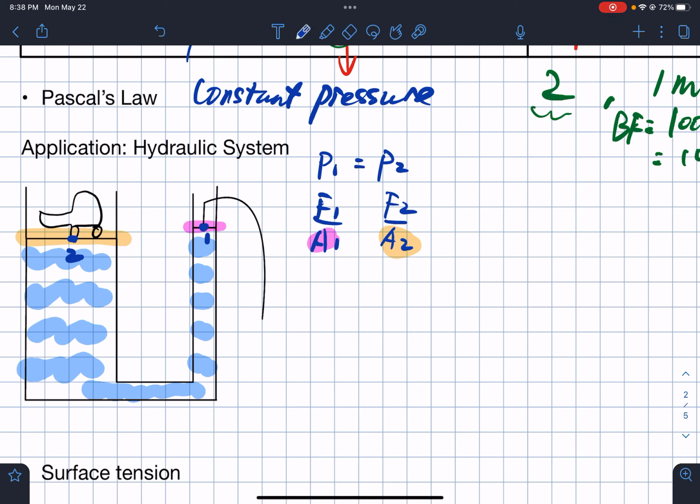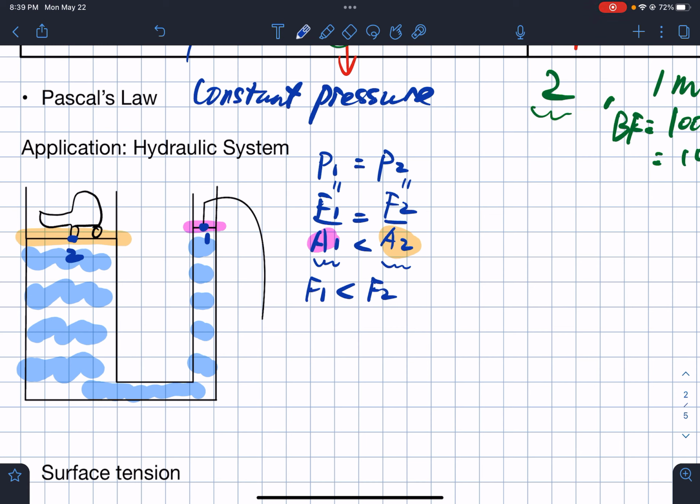Since P1 equals P2 according to Pascal's law, F1 over A1 equals F2 over A2, right? And as you can see, A1 is obviously smaller than A2. So F1 has to be smaller than F2 so that P1 can equal P2. This is basically the application of Pascal's law using this hydraulic system. So we can control the area.